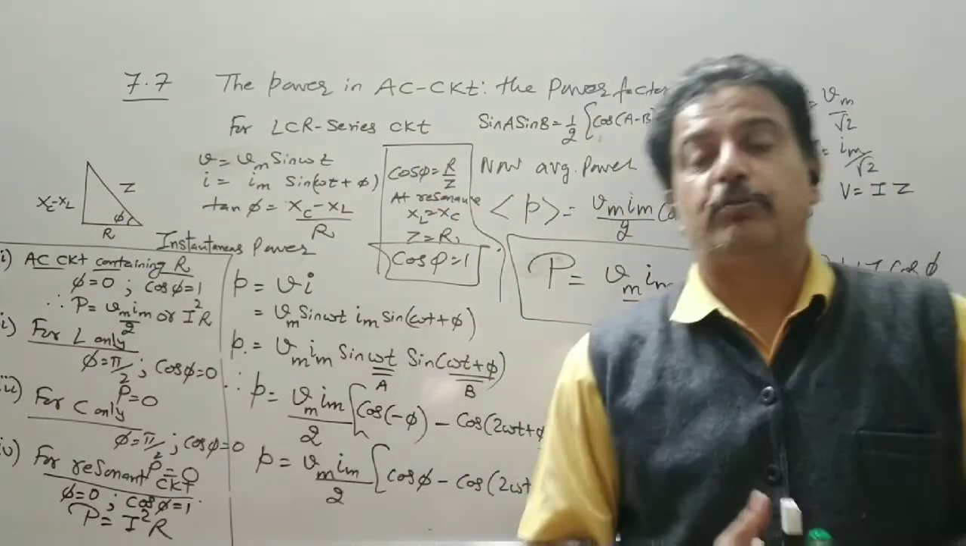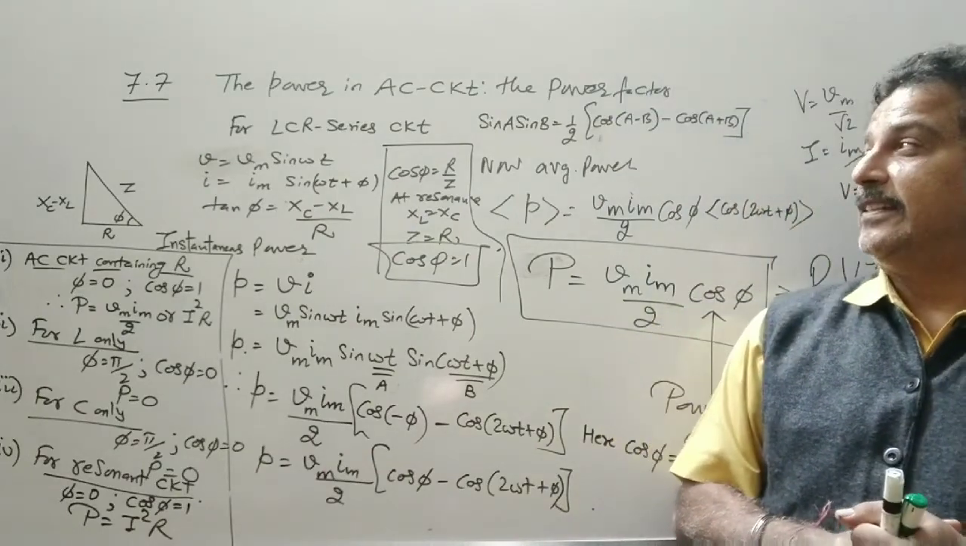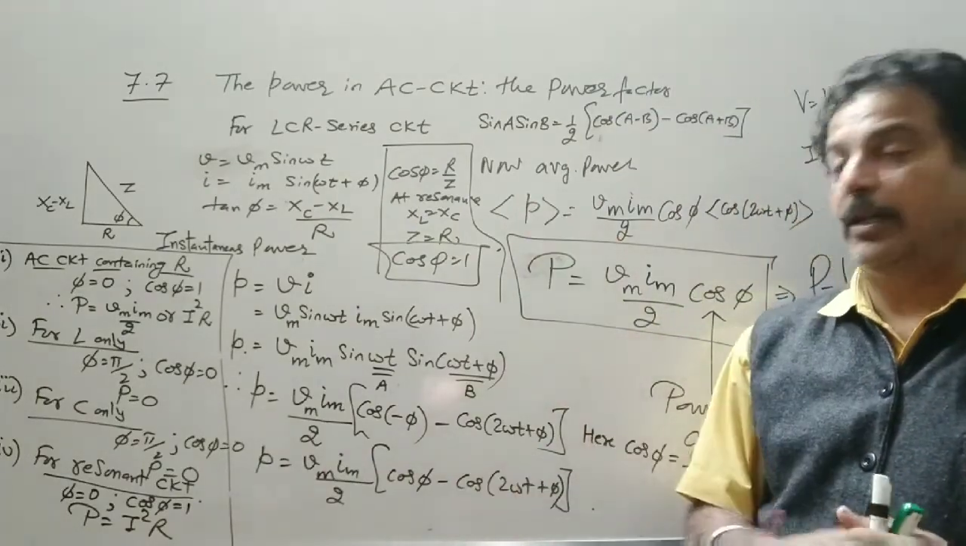So this is all we have for an AC circuit, the derivations of the power.